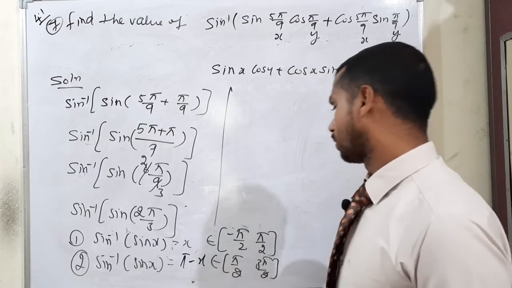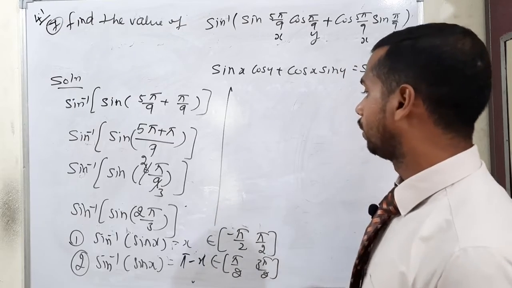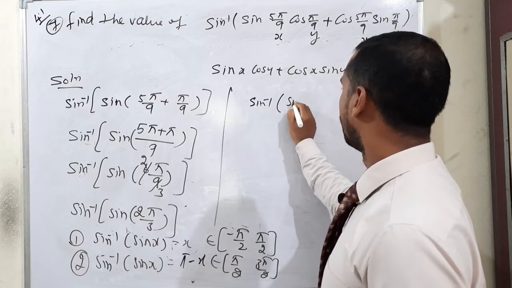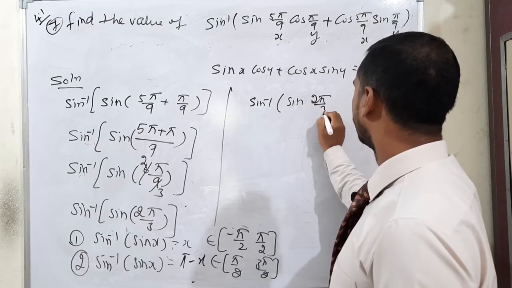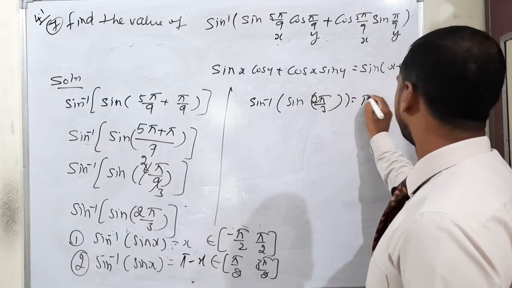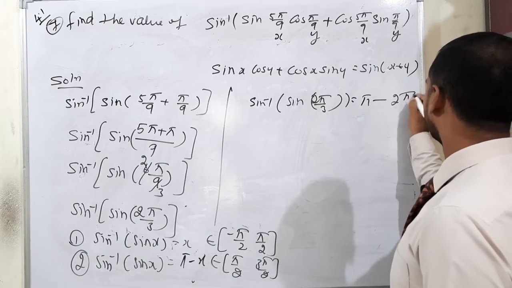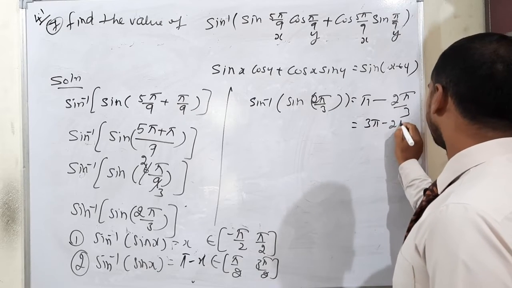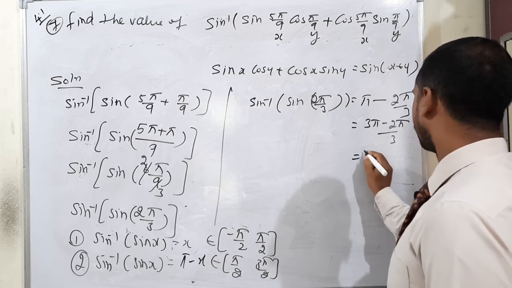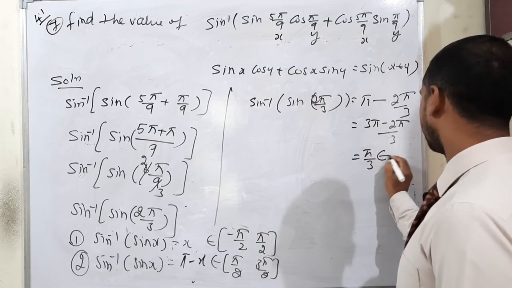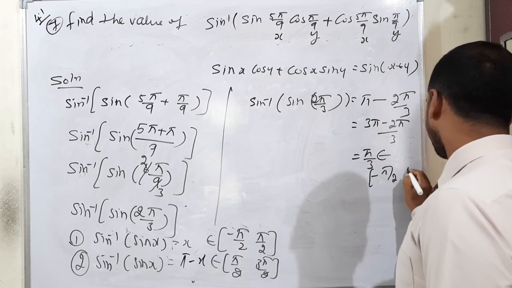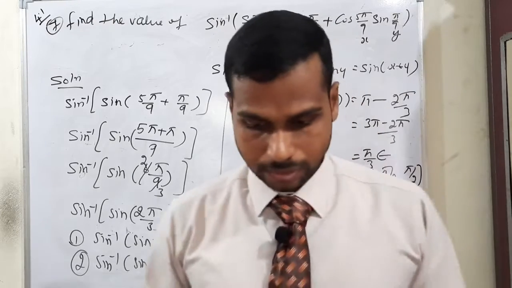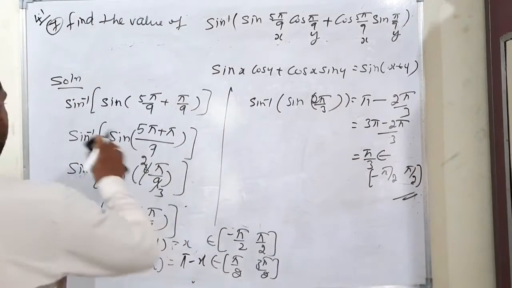Now I am doing the first method. We have the x value 2 pi by 3. So sine inverse of sin 2 pi by 3 means pi minus the x value 2 pi by 3. Therefore 3 into pi means 3 pi minus 2 pi by 3, so 3 pi minus 2 pi gives pi by 3. It belongs to negative pi by 2 to positive pi by 2. This is the first one. Then the second method, listen.